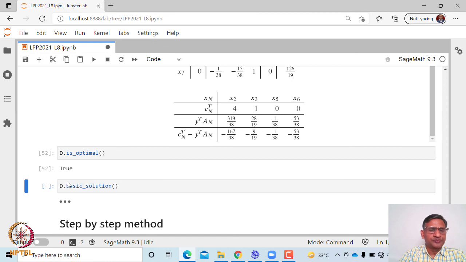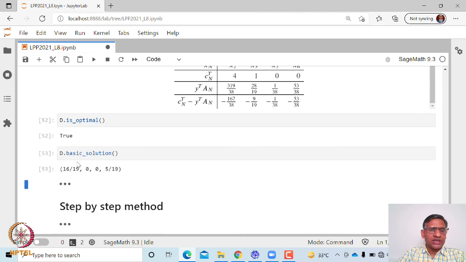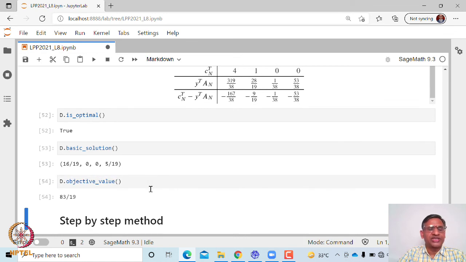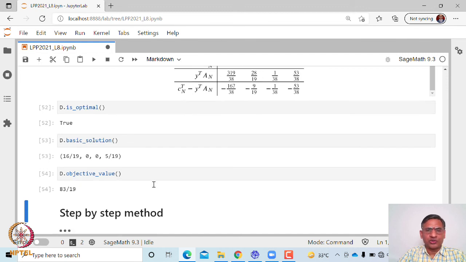It says it is true. What are the values at this optimal? This is 16 by 19, 0, 0, 5 by 19. So x1 is equal to this, x2 is equal to 0, x3 is 0, x4 is equal to 5 by 19, and the value of the objective function at this stage is 83 by 19, which is the solution.